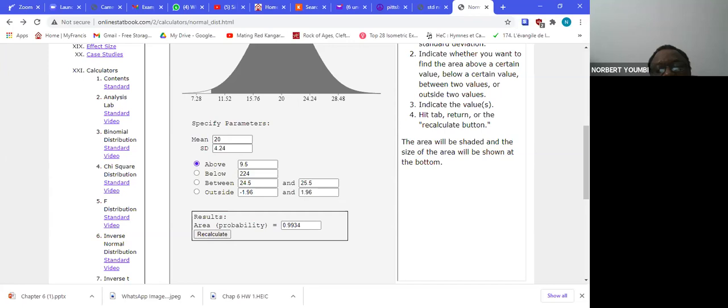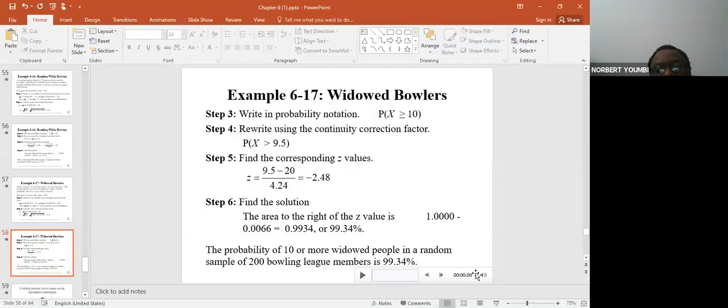Using the TI-83 calculator, you will go second function distribution, second option. We want above 9.5. So the lower value is 9.5, the upper value we can take 1,000. And then the mean is 20. The standard deviation, 4.24. So we have 0.993. That is 99.34% are above 10. More than 10 people are widowed.